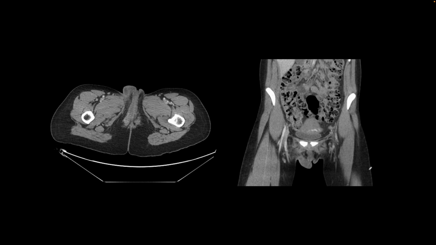Here's our next patient. They presented with swelling of the labia, and we performed a CT to rule out any drainable collection or abscess formation. There is soft tissue swelling, and there is some surrounding fat stranding from labial cellulitis.